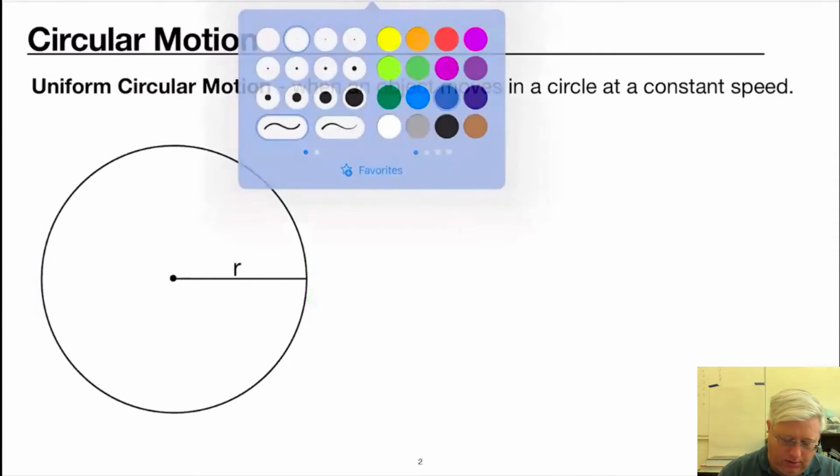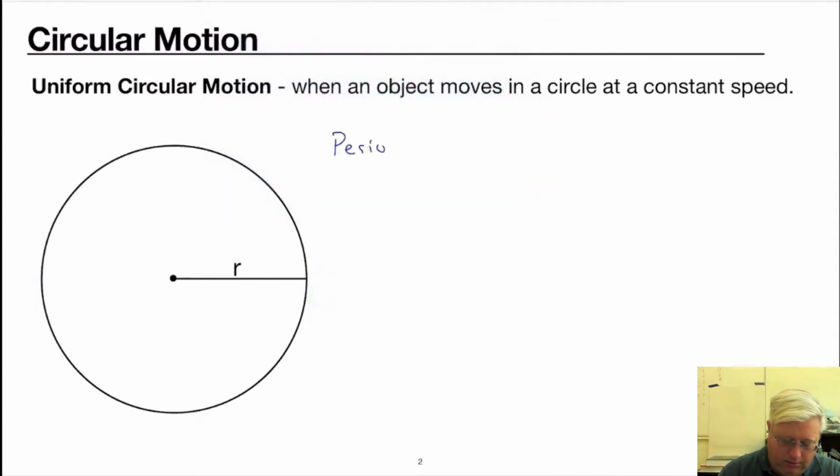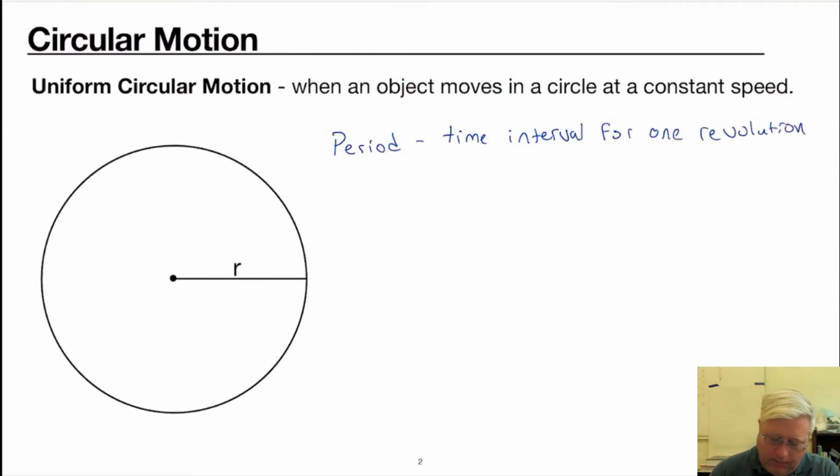Okay, so period is essentially the time interval, right? Like a delta t. How long does it take for one full revolution? Okay. And we have a special notation for when we're in a circle. So we know that for a time interval, we've been using delta t. Well, for period, we use just a capital T. Okay, that's how we represent period.